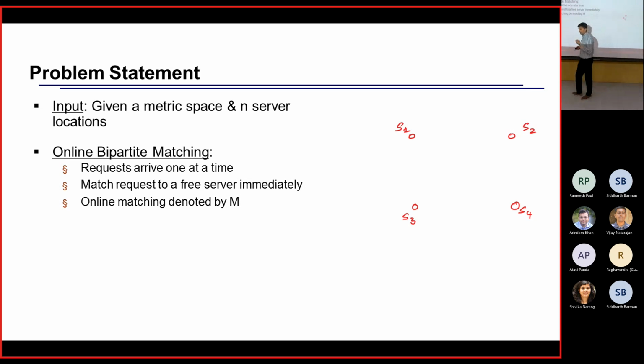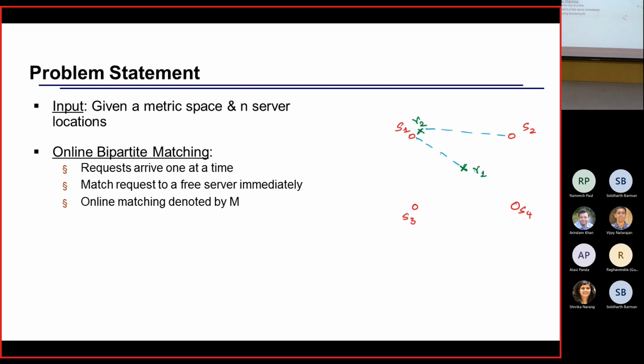The problem is that requests are arriving one at a time. When a request arrives, you have to match it to a free server. For instance, a request R1 arrives, and your online algorithm must immediately pick one of these 4 servers and match it. Say it picks S1. A second request comes in, let's say very close to S1, and now you're left with 3 servers, S2, S4, and S3. Your online algorithm has to pick one of these 3 servers and match it to R2.